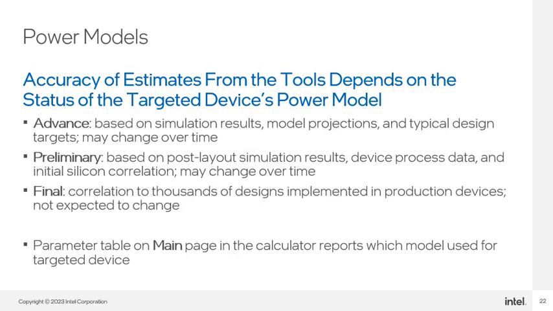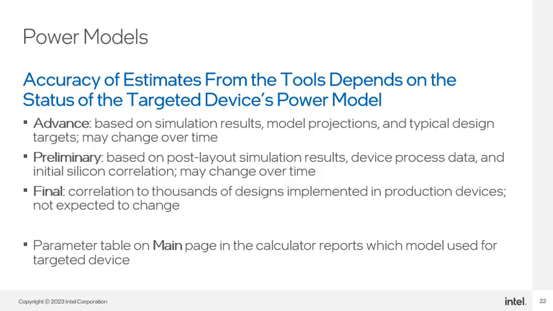3 power model types are available depending on the target device selected. Advanced and preliminary models allow you to perform an early power analysis on devices that may not be available yet for purchase, but are available for starting a design in the Intel Quartus Prime software. Advanced models are the earliest models available based only on simulation results. Preliminary models use post-layout simulation results along with correlation with actual silicon. Both advanced and preliminary models are subject to change after further characterization.